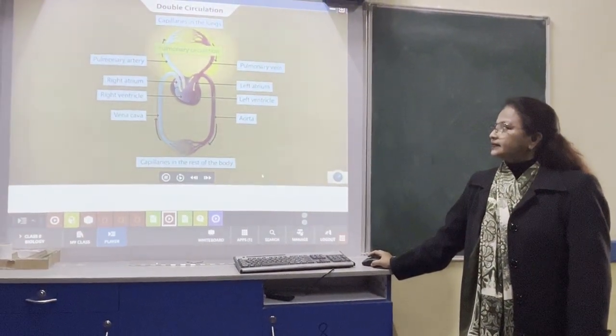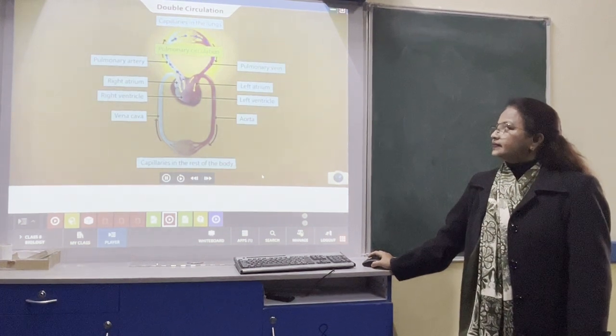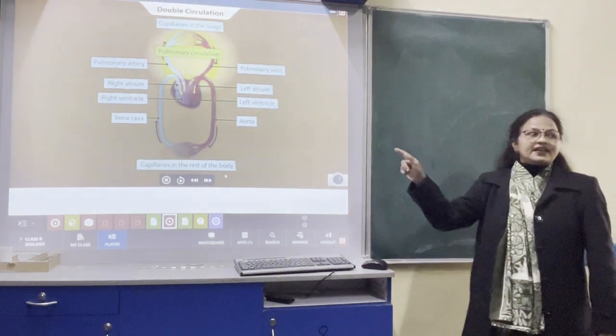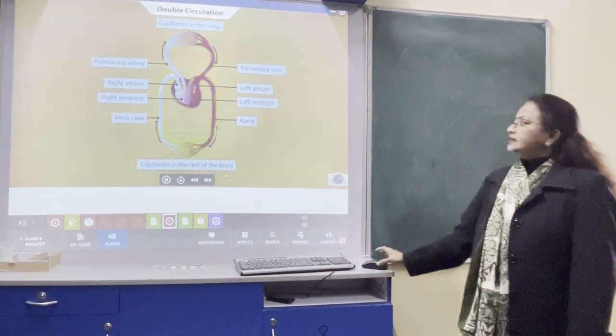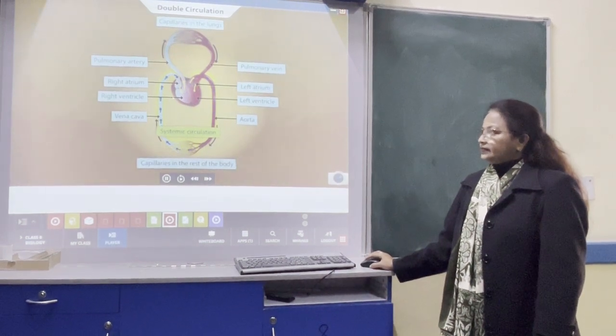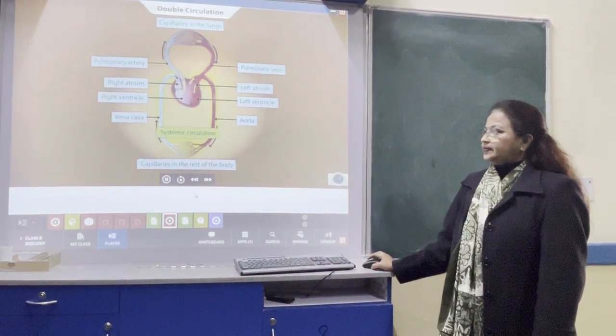In the pulmonary circulation, the blood travels from the heart to the lungs and back to the heart. So nicely they are explaining it. In the systemic circulation, the blood travels from the heart to the rest of the body and back to the heart.